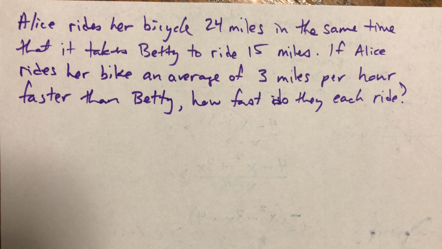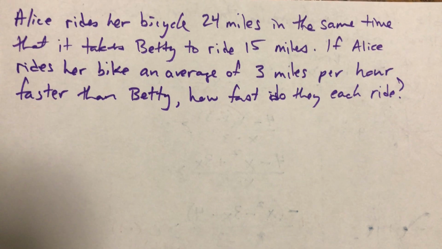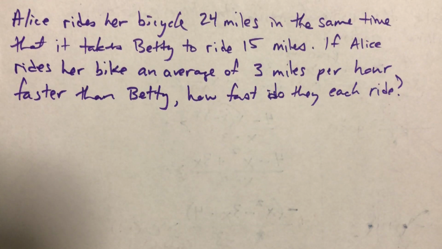Okay, the dreaded application problem. Alice rides her bicycle 24 miles in the same time that it takes Betty to ride 15 miles. Way to go, Alice. Good for you. If Alice rides her bike an average of 3 miles per hour faster than Betty, how fast do they each ride?